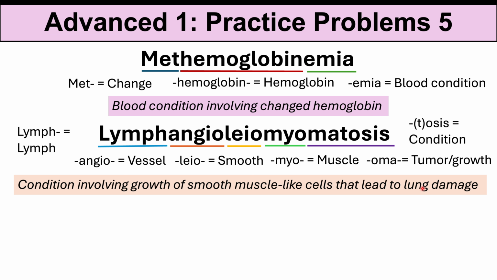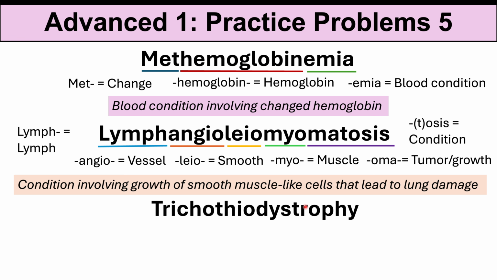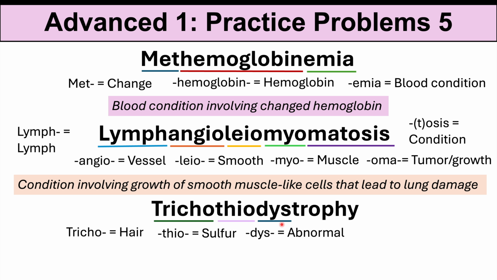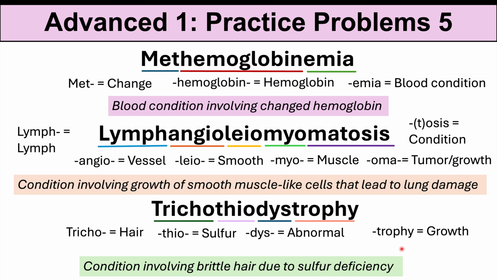This is actually a very rare lung condition. And then finally, the last one we're going to look at is trichothiodystrophy. So tricho, we know that this actually refers to hair. What does thio refer to? Well, this actually refers to sulfur. Dys, what does dys refer to? This actually refers to something that's abnormal. And the suffix trophy refers to growth. So if we put all this together, trichothiodystrophy refers to a condition involving brittle hair due to sulfur deficiency or abnormal sulfur content. This is actually, again, another rare condition.